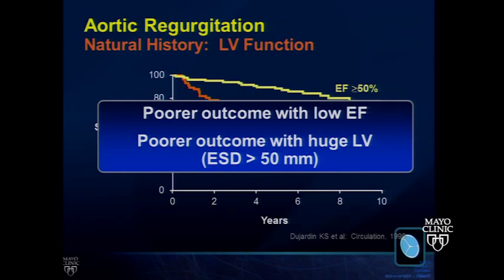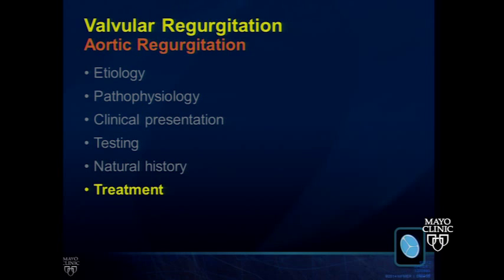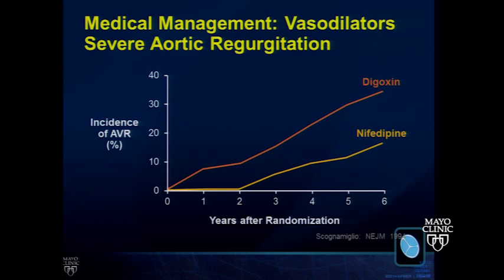So you have a poor outcome with a low ejection fraction, less than 50%, or a huge left ventricle and systolic dimension greater than 50. So you can actually use the 50-50 rule in aortic regurgitation, which then helps you with your treatment. And your treatment is this.